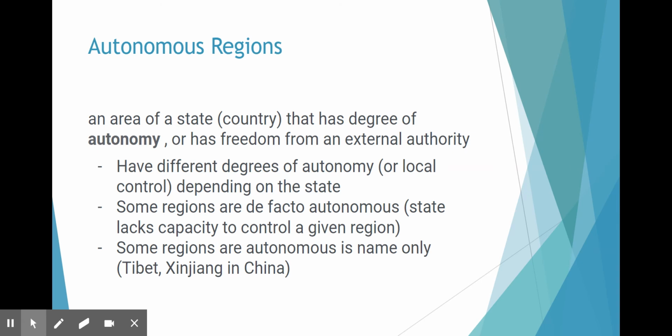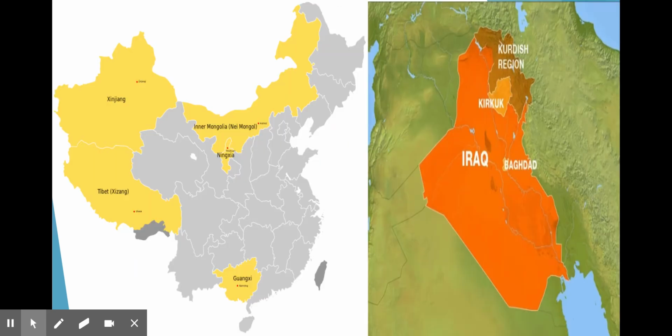And then you have other places that, because they are in a part of the country that the government lacks the capacity to control, are considered to be autonomous. So an example of that might be a place like Somaliland in East Africa.